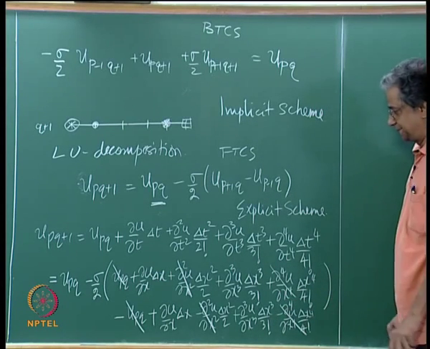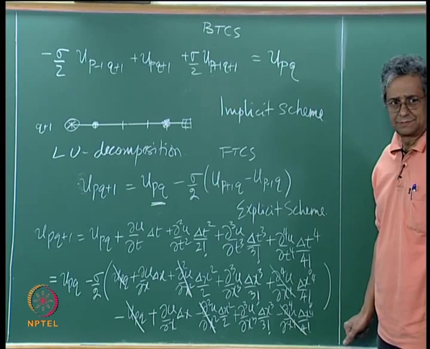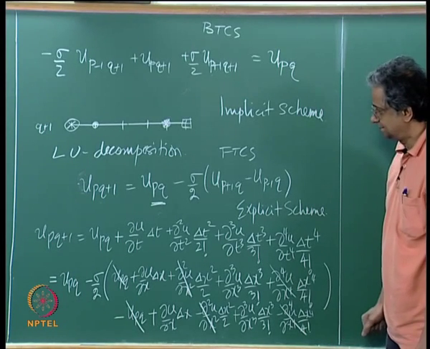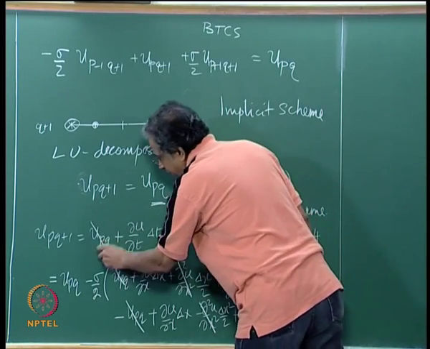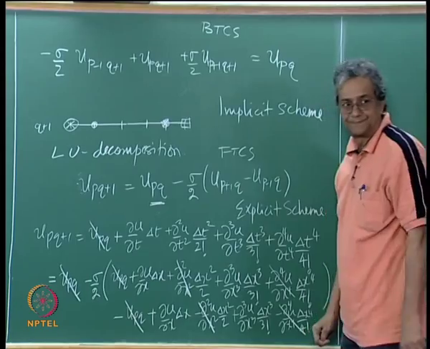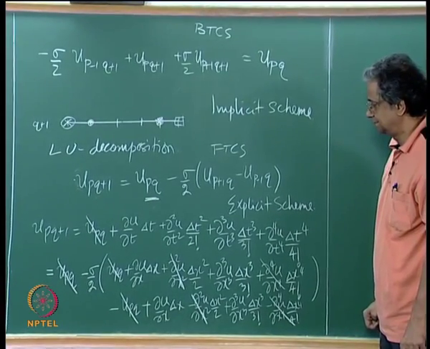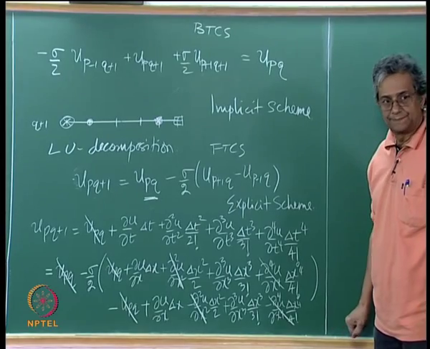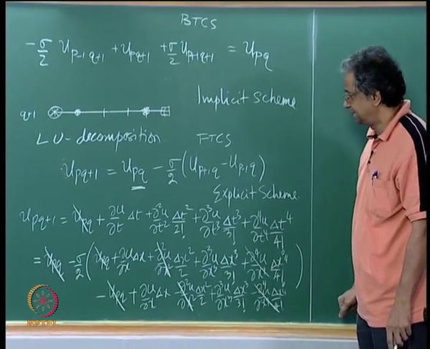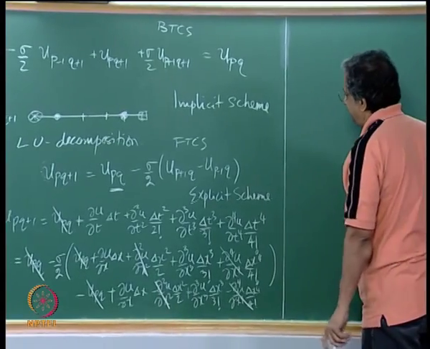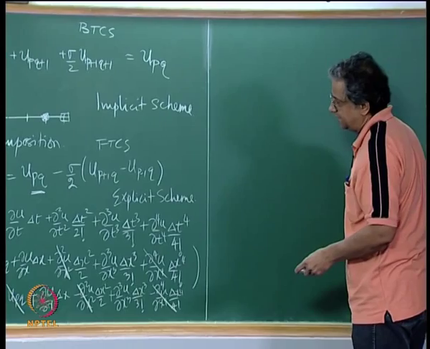Fourth derivative goes away. Is that fine? Anything else? The UPQ here goes away. Okay, I think that's it. We are stuck. We can't do anything else here. So I'll rewrite that. That tells me that. Right? I'll rewrite that.